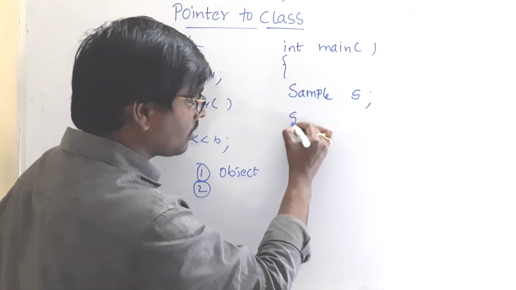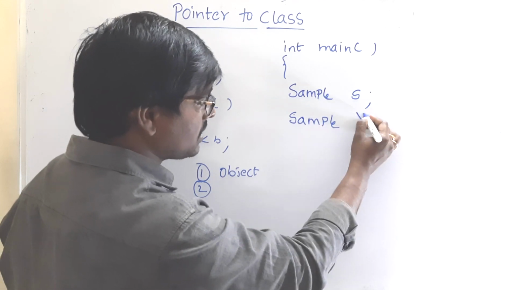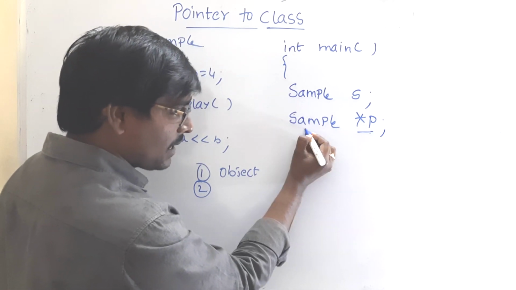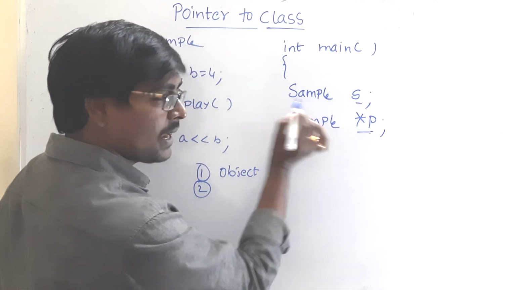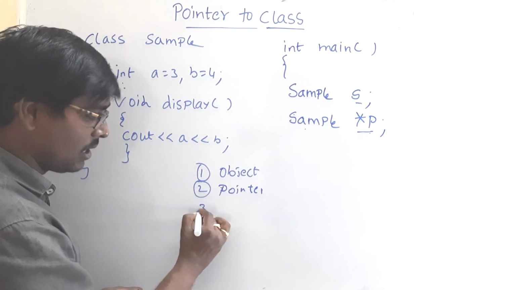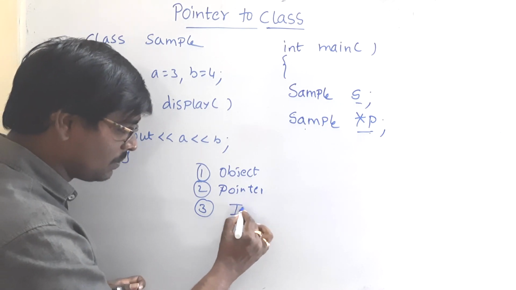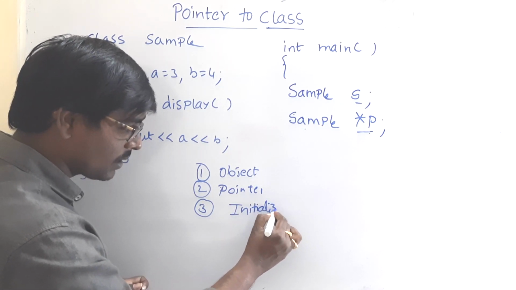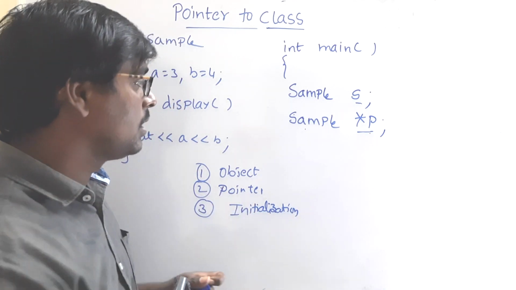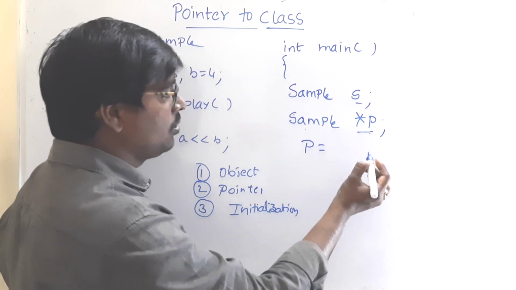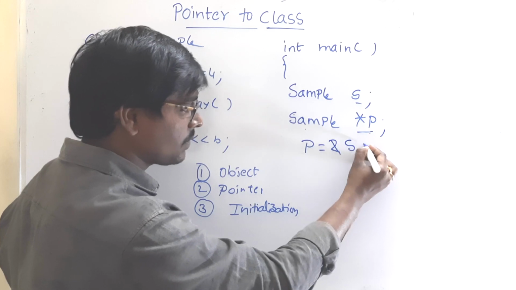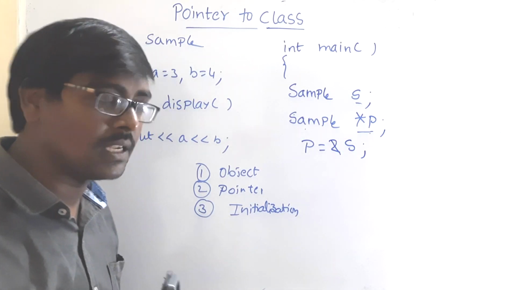What is the second one? Create a pointer. Suppose sample *p. Observe, p is of which data type? p is of type class sample, and s is also of type class sample. So I have declared an object and a pointer. Then what is the third one? The third one is simply initialization. Initialization means the pointer stores an address. So p is equal to, what is the address of s? Simply ampersand s. p is equal to &s.